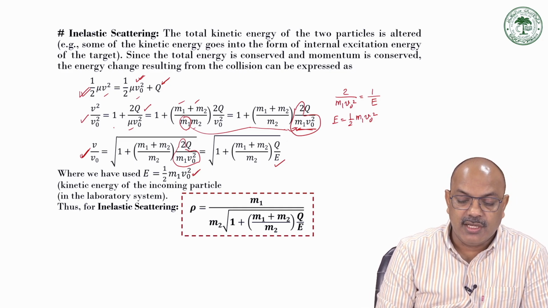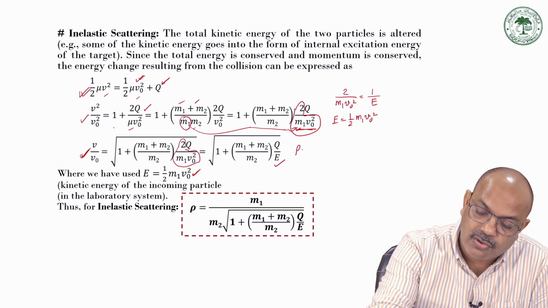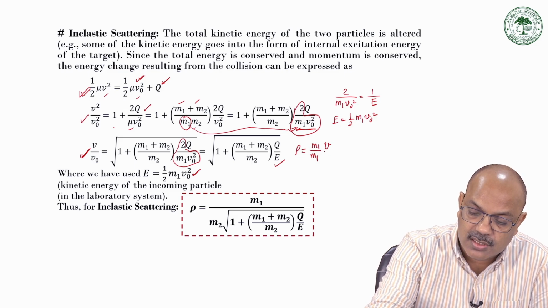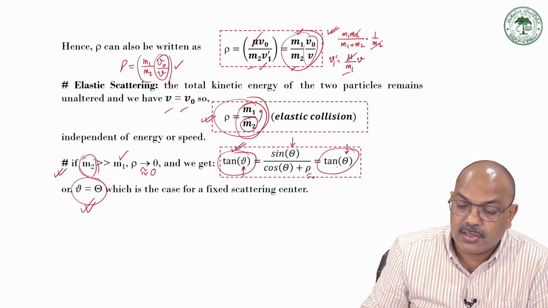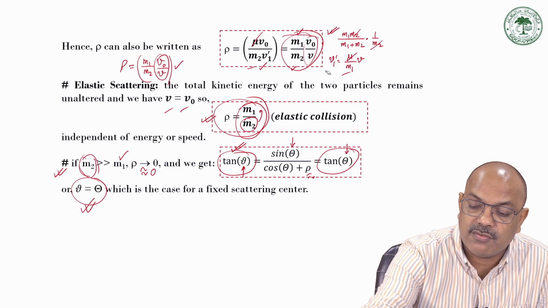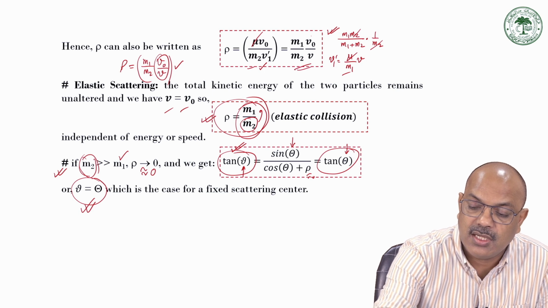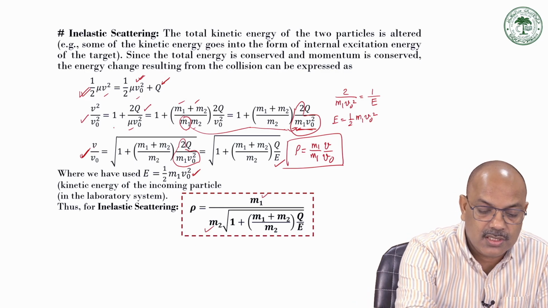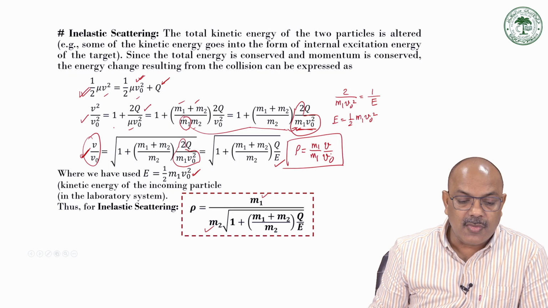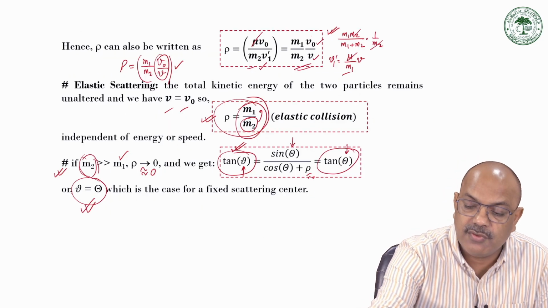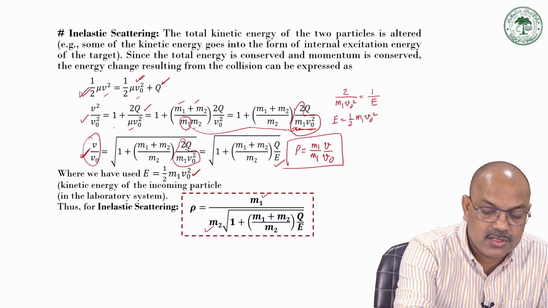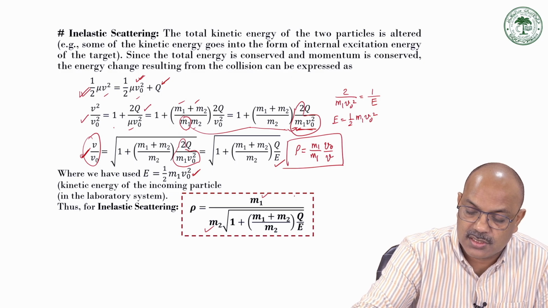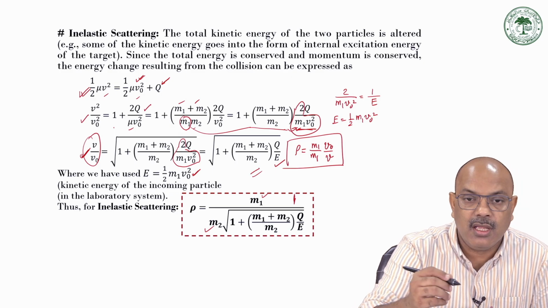So for inelastic scattering, this rho, which is m1 by m2, and this is v upon v naught. If you remember, this is v upon v naught. Okay, so v and v naught, we have got a relation here. This is going to be m1 upon m2, and because this is the inverse of this, that is v naught upon v, and this is v upon v naught. So that's why this quantity is in the denominator.